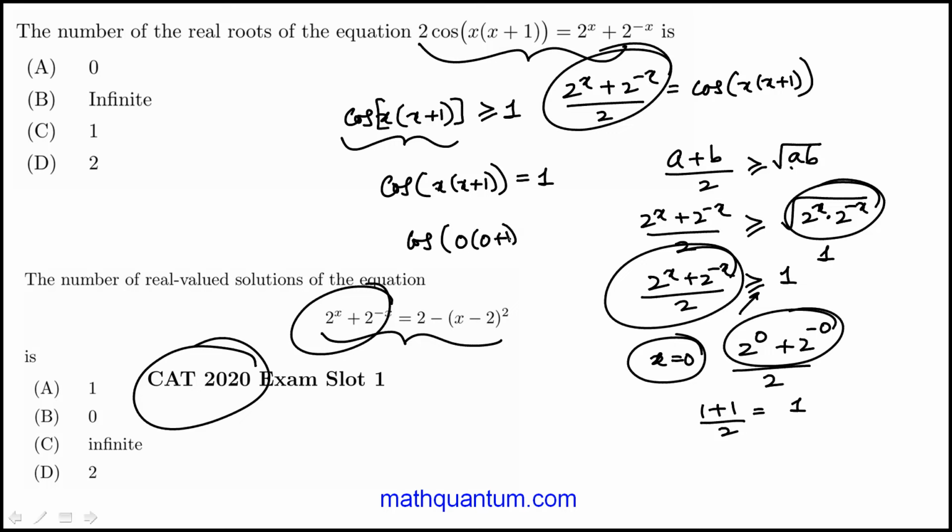And that's indeed the case. Cosine of 0 in radians is 1. And therefore, there's only one solution, which is x equal to 0. So the answer is C.